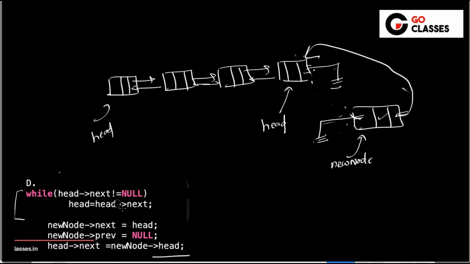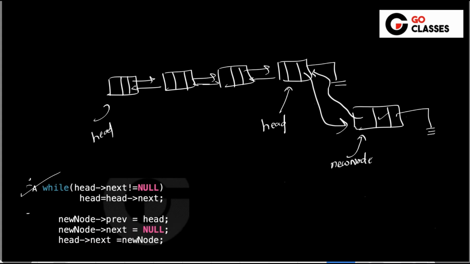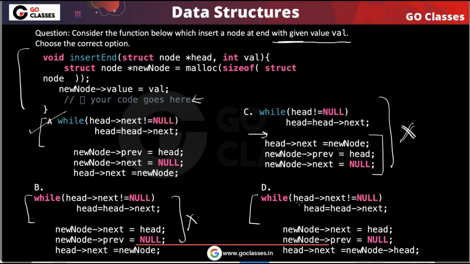Maybe if it is new node next, then let me just try what will happen if it is new node next. Okay, head next, which means this should point to whatever new node next is pointing to. New node next is pointing here, so it should point to itself. Like, that does not make any sense, right? So anyway, this is not even a correct option then. So D is not a correct option. So only A is the correct answer, right? Only A is the correct answer. I hope you got it right.